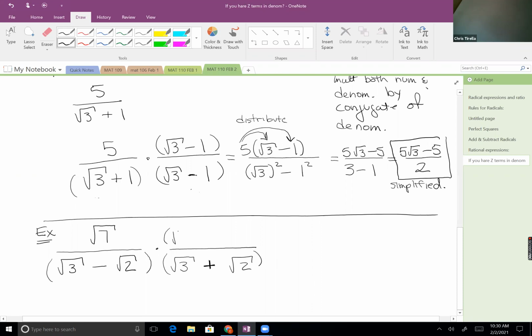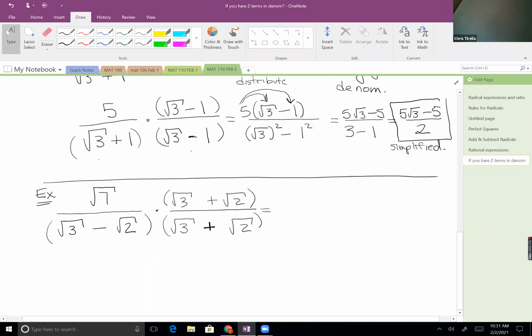And again, whatever I multiply the denominator by, I have to multiply the numerator by the same thing, because by multiplying numerator and denominator by the same thing, this fraction, because numerator and denominator are the same, just equals 1. So not changing what my original fraction was equal to, just what it looks like.